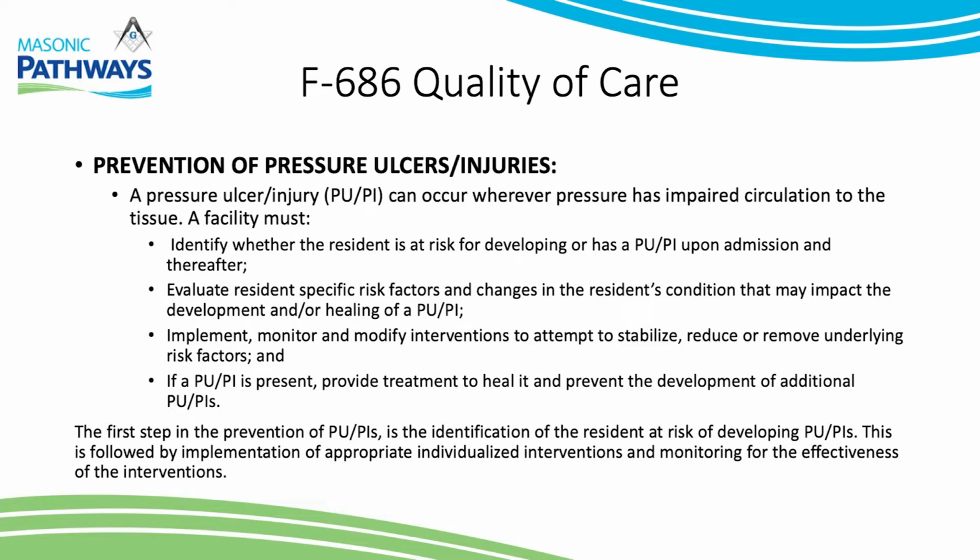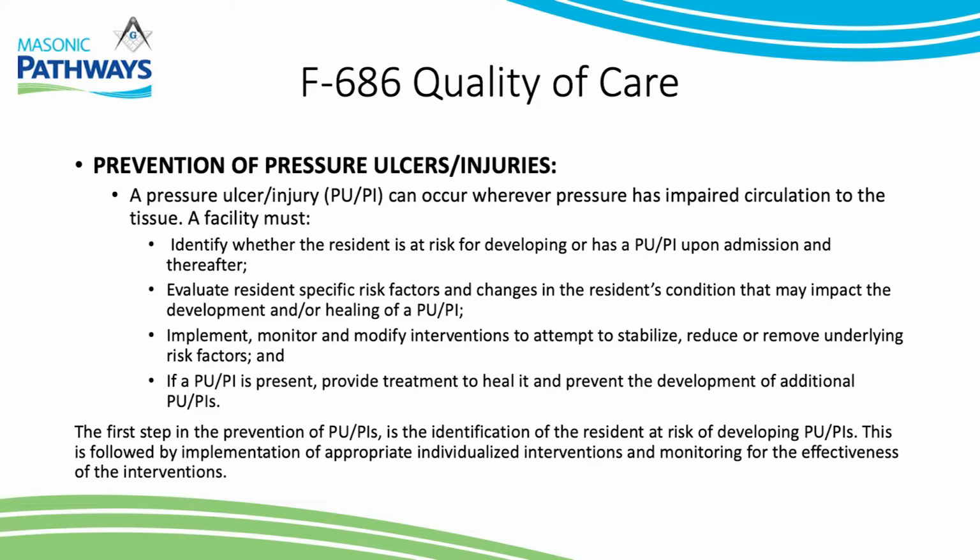Prevention of pressure ulcers and injuries. A pressure ulcer or injury can occur whenever pressure has impaired circulation to the tissue. A facility must identify whether the resident is at risk for developing or has a pressure ulcer upon admission and thereafter. Evaluate resident-specific risk factors and changes in the resident's condition that may impact the development and/or healing of a pressure ulcer or pressure injury. Implement, monitor, and modify interventions to attempt to stabilize, reduce, or remove underlying risk factors. And if a pressure ulcer or pressure injury is present, provide treatment to heal it and prevent the development of additional pressure ulcers or injuries.